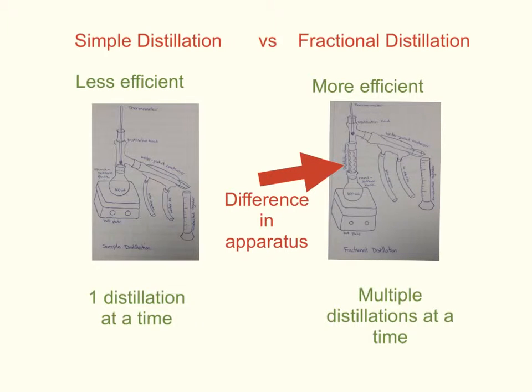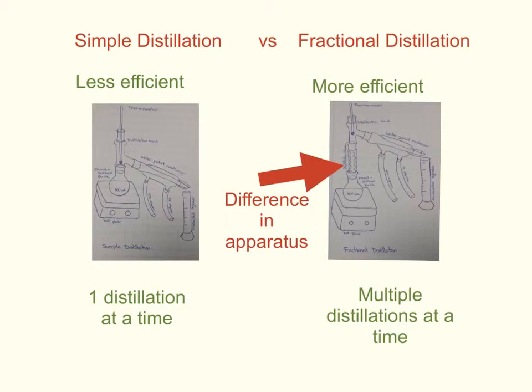One of the most important differences between simple and fractional distillation is that fractional distillation is more efficient than simple distillation. In the apparatus, in fractional distillation, there is a distillation column. Simple distillation does not have this. It only connects from the round bottom flask to the distillation head down to the water jacketed condenser. But in fractional distillation, we have the round bottom flask, goes up the distillation column to the distillation head and into the water jacketed condenser.